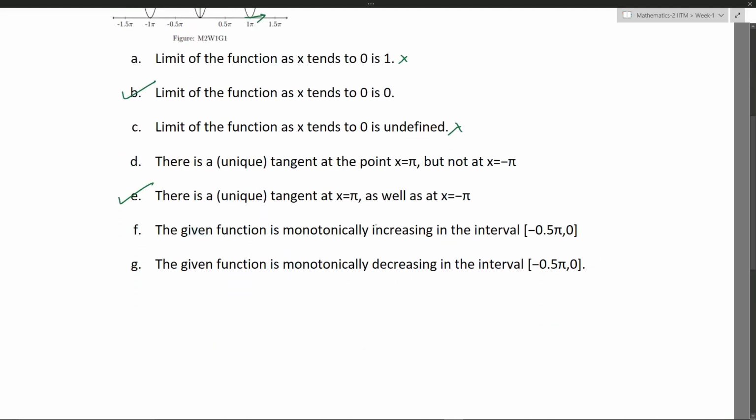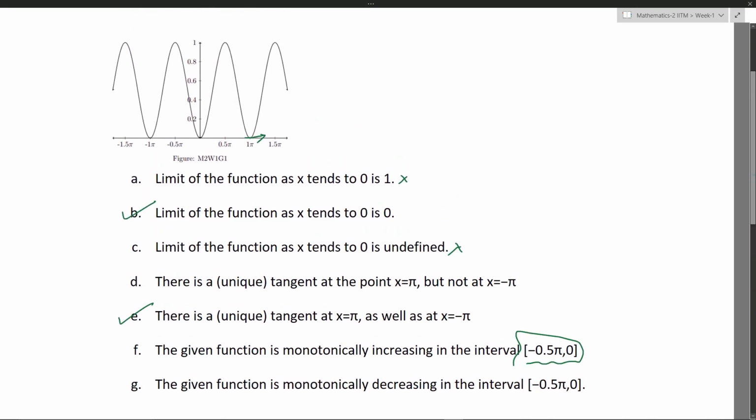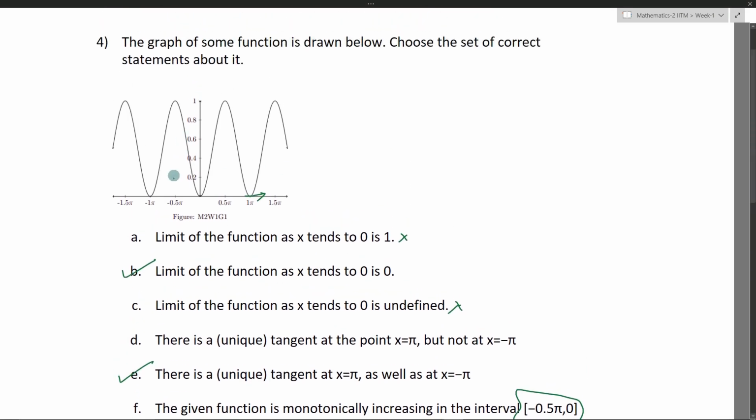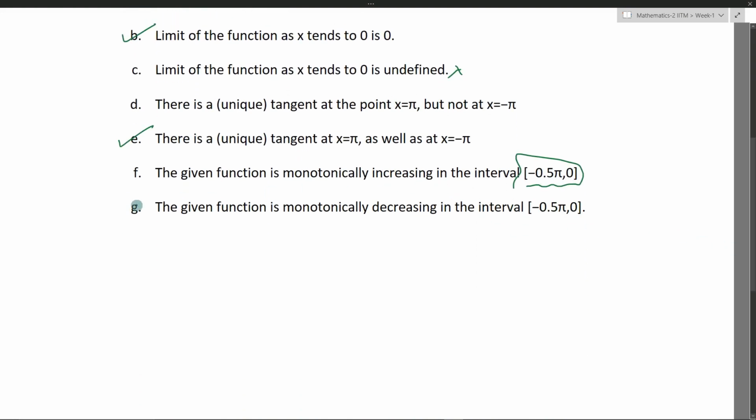They've asked us to find out whether the function is increasing or decreasing in the interval minus pi by 2 to 0. So what is happening to the function? The function is monotonically decreasing, right? So this is the right option. So moving on.